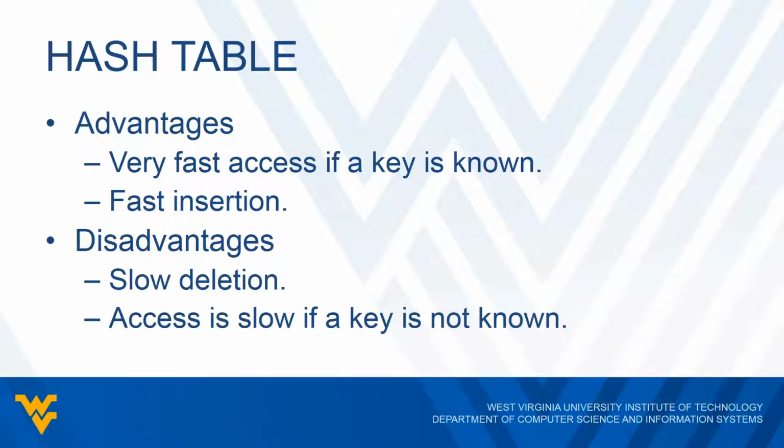If we don't know the key, then accessing is going to be very slow because we can't just directly access the element we want. We're going to have to look through everything if we want to search for something. And another issue is this is not a very efficient data structure in terms of memory. We actually allocate a lot more space than is necessary for this particular data structure.